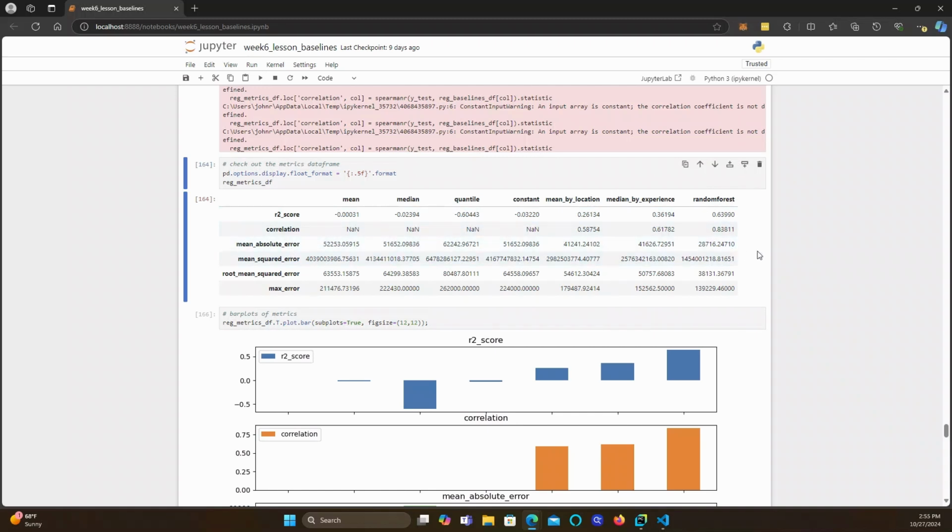The mean absolute error, you want this to be smaller because it's an error. So these are all pretty big. You can see here 28,000 for the random forest is way lower than the second lowest, which is 41,000, which was mean by location.